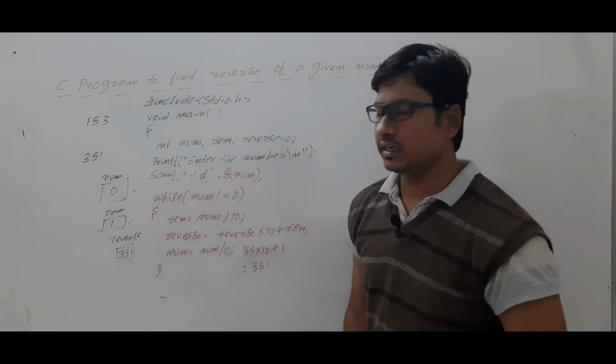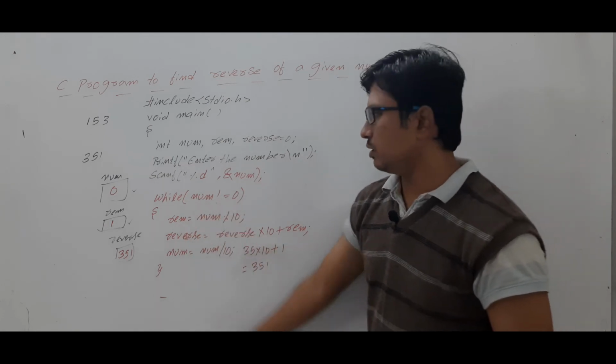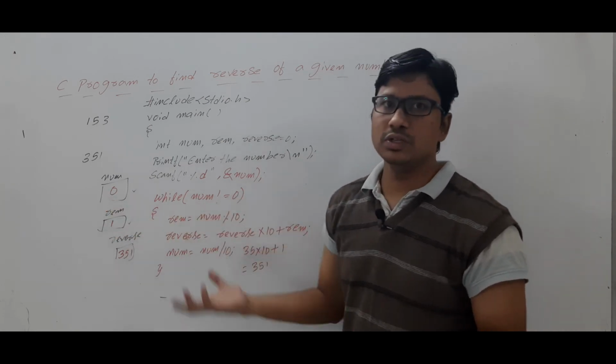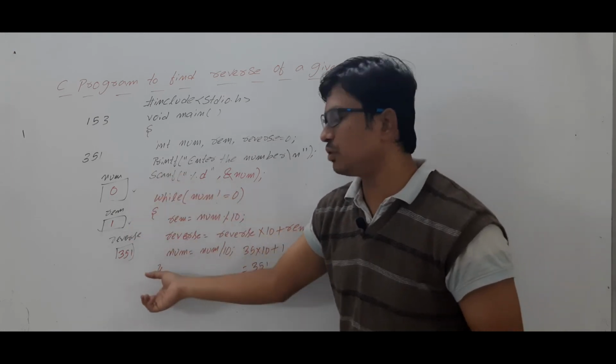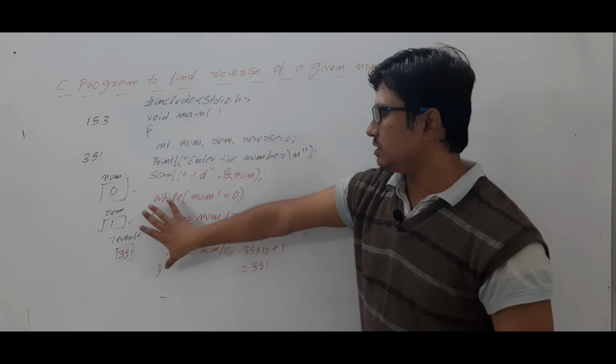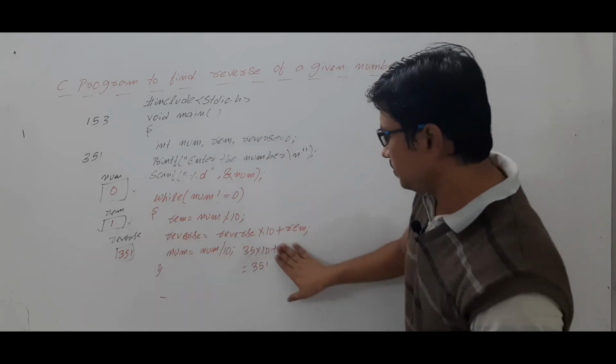Again you will check the condition. Num not equal to 0. What is the num? 0. 0 is equal to 0. So this condition is failed. If this condition is failed, you will come out from the while loop. So this is the way this while loop is working.